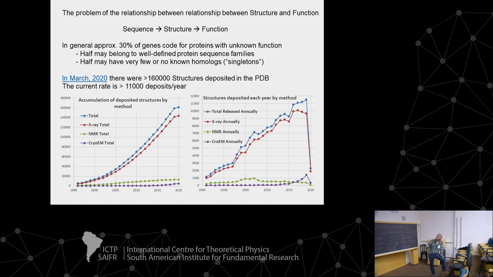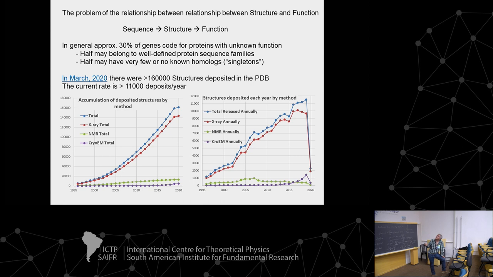And the current rate is around 11,000 deposits per year. So you can see that of the total, the vast majority is X-ray, okay? But you can see the number of NMR. The number of NMR isn't growing that much. The number of cryo-EM is growing a little. Maybe the rate of growth is a little greater, but it's still less than NMR, okay?